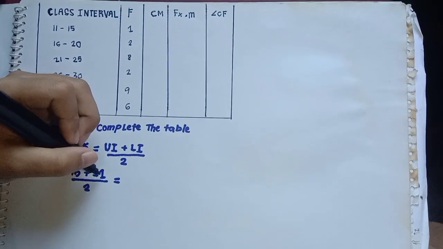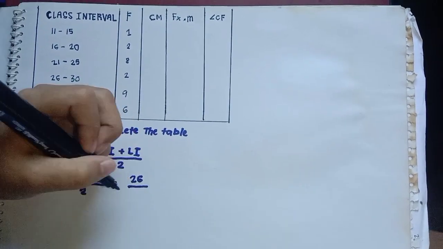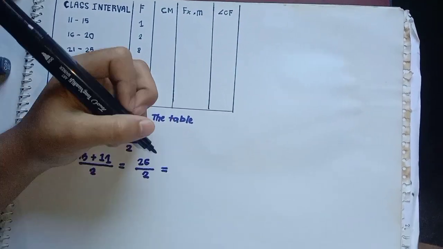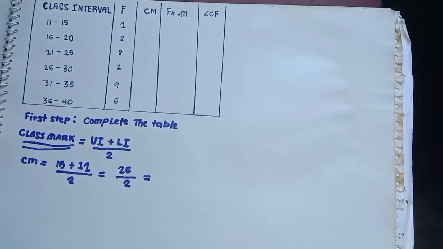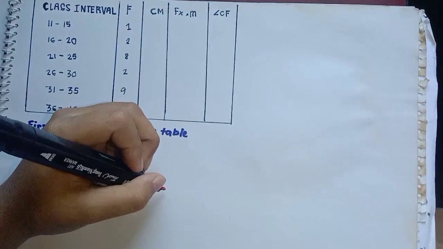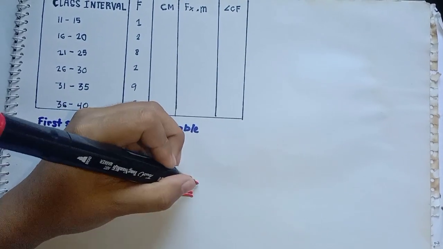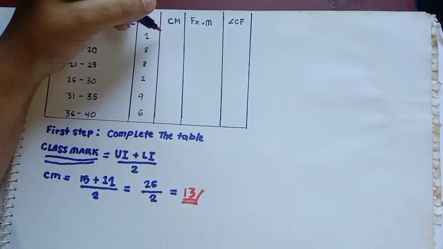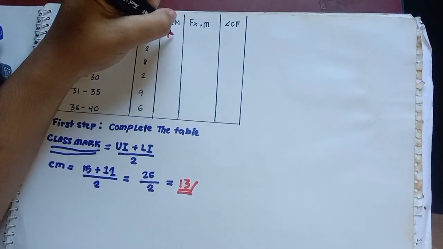So if we add 15 plus 11, it will be 26. And we're going to divide it by 2, according to the formula. So 26 divided by 2 will be 13. Our class mark for our first class interval is 13. So we're going to put 13 there.